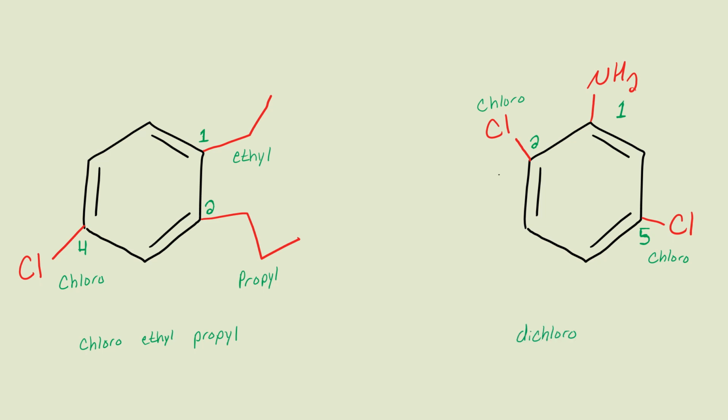We can't use ortho, meta, or para, so we'll have to put the substituent's number to show where it is on the ring. Write the number followed by a dash in front of each name. For the one on the right, we'll write both numbers separated by a comma. Last, we add the suffix. For the one on the left, we'll add benzene to the end. Because the one on the right has a common root, we'll add aniline to the end. Here are the final names.